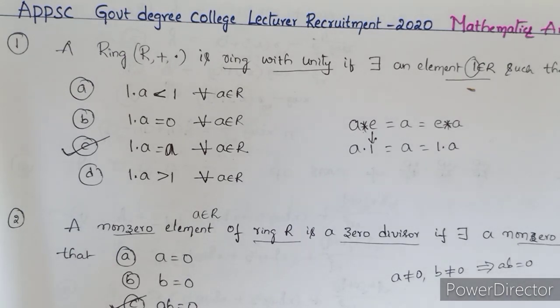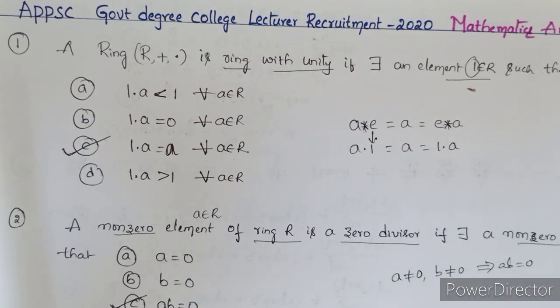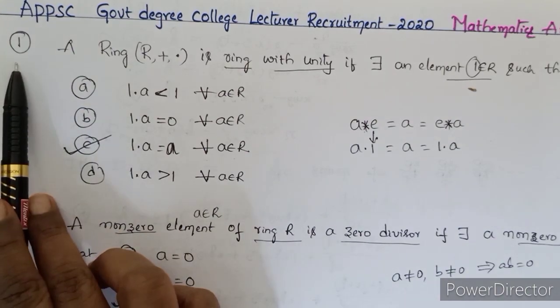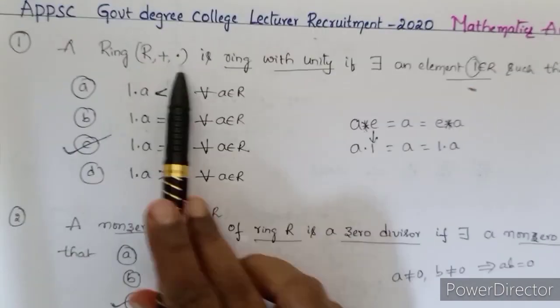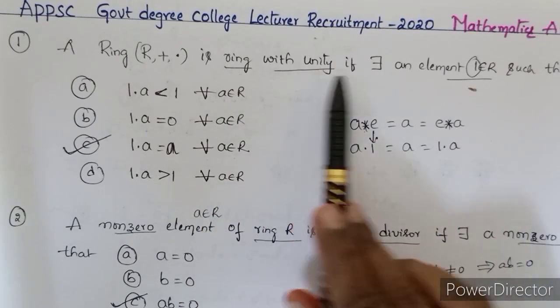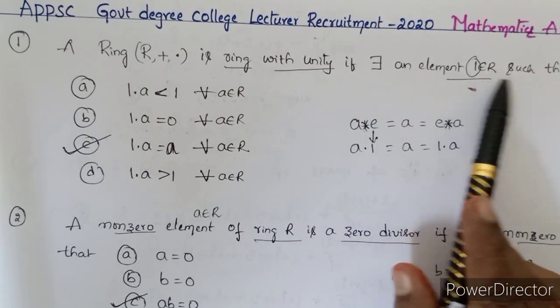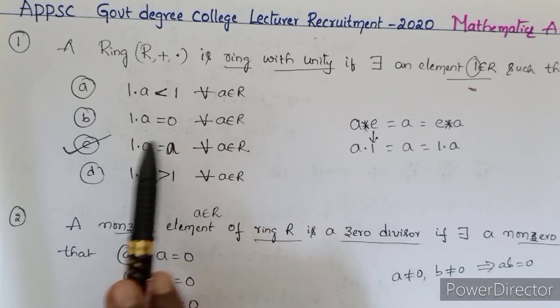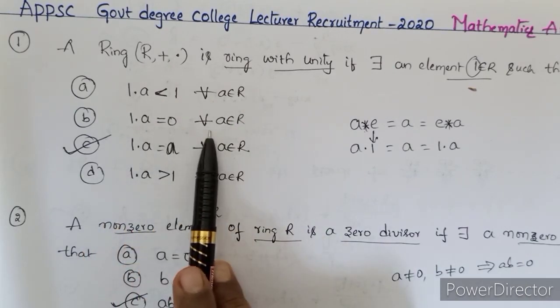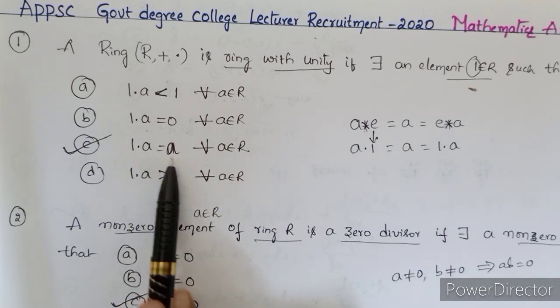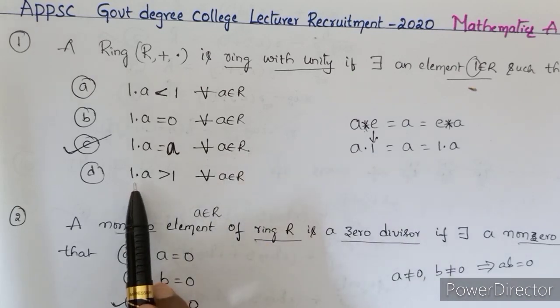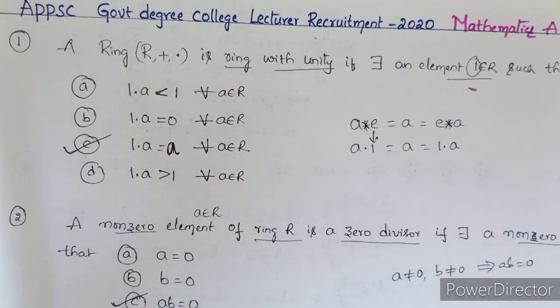Before we start today's session, I want to remind you of one correction. In the last session, we saw this first question: A ring (R, +, ·) is a ring with unity if there exists an element 1 belonging to R such that 1·a = a·1 = a for all a belonging to R. Here there must be "for all a belongs to R".